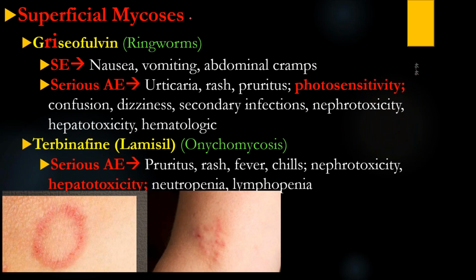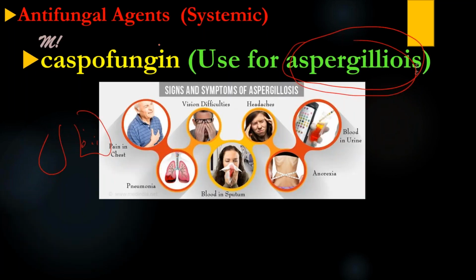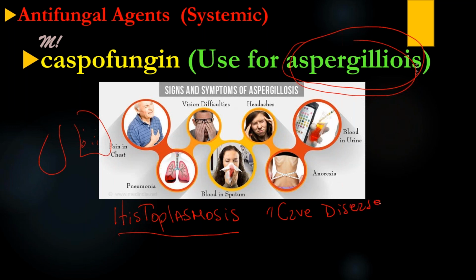Griseofulvin is for, so the previous ones we were talking about were for deep fungal infections. One thing I want you to keep in mind, and if you don't remember, take note and look it up, is histoplasmosis. It is produced by Histoplasma capsulatum, the cave disease. We don't live in caves, but we have the central part of the United States. I know that area, even myself, because I love caves.